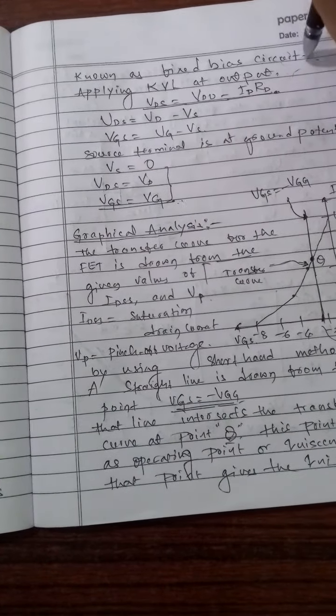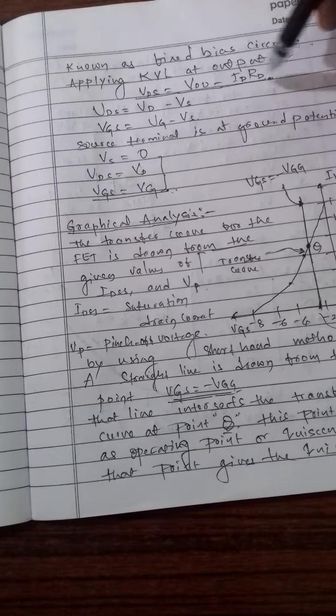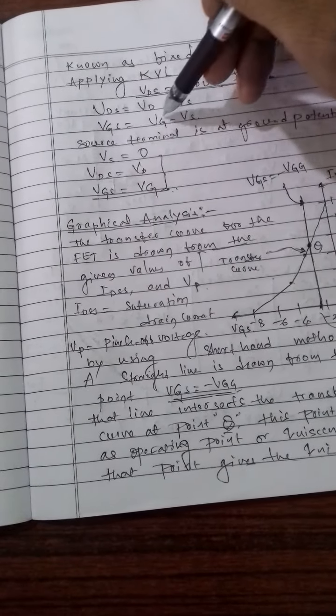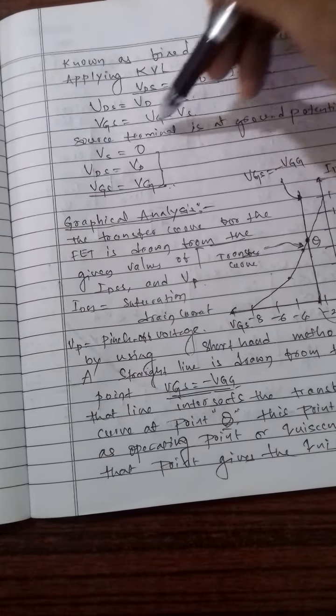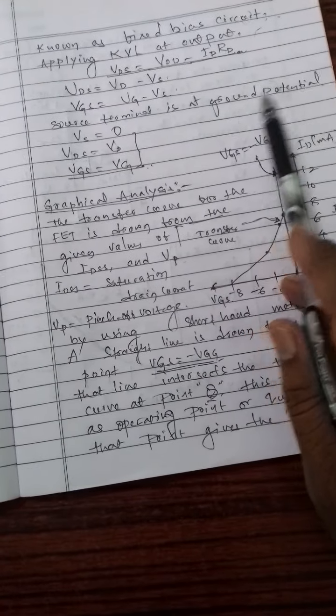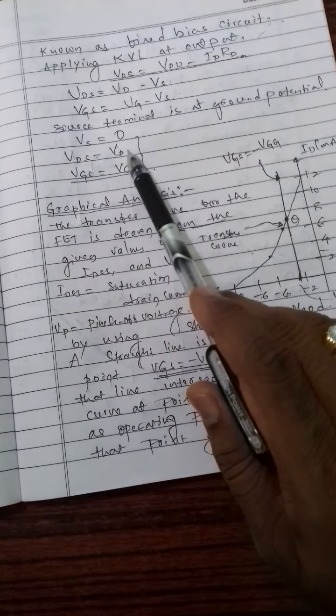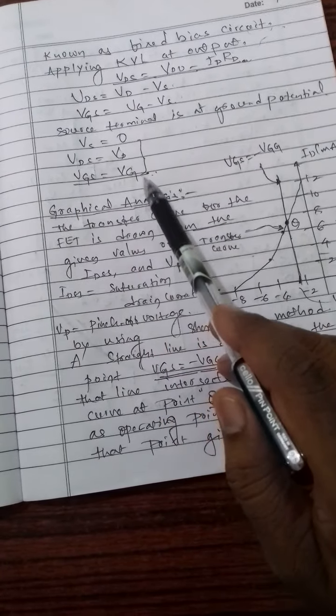As the fixed biasing circuits. Applying KVL at the output, VDS is equal to VDD minus IDRD, VDS is equal to VD minus VGS, and VGS is equal to VG minus VS. So the source terminal is at the grounded potential, so that VS is equal to 0, VDS is equal to VD, and VGS is equal to VG.